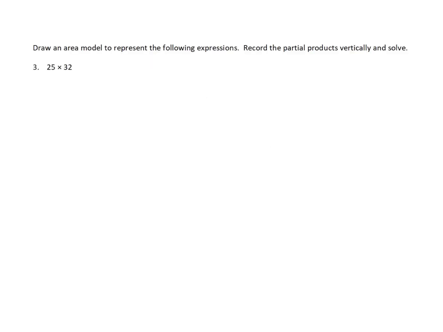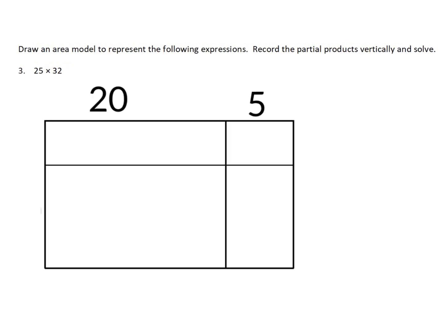Our first question is to draw an area model to represent the following expression. Record the partial products vertically and solve. 25 times 32. As you can see, we now have our area model with some numbers filled into it. Let's go over what those numbers mean.